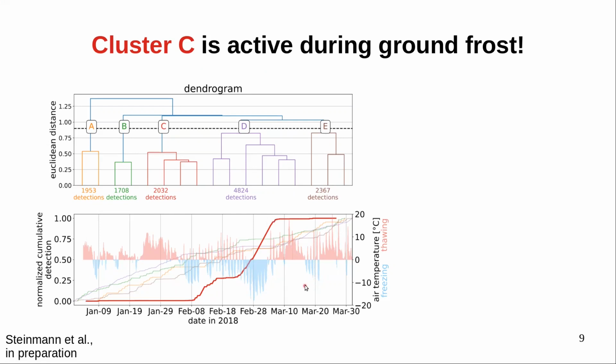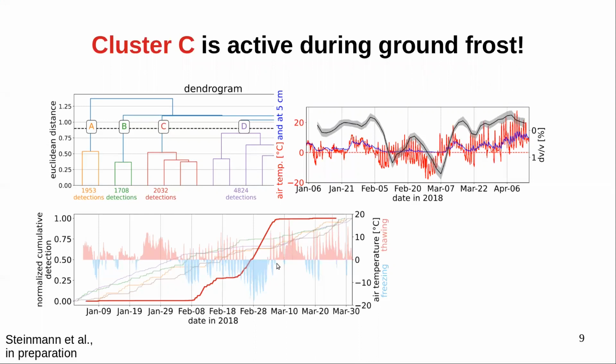And when we compare this to the air temperature, we can see that especially this large increase at the end of February correlates with this very cold period where we have freezing temperatures at day and night. And this pattern looks quite familiar. We already saw this kind of in the dV over V curve, where we had a smaller velocity increase at the beginning of February and a larger velocity increase at the end of February.